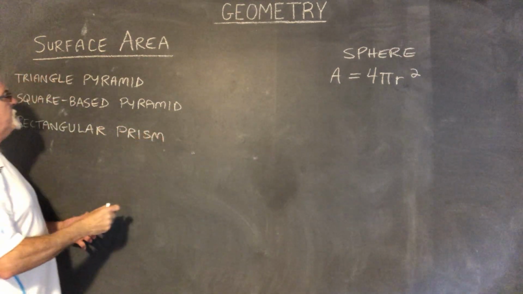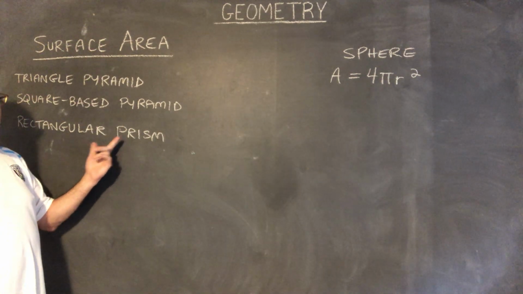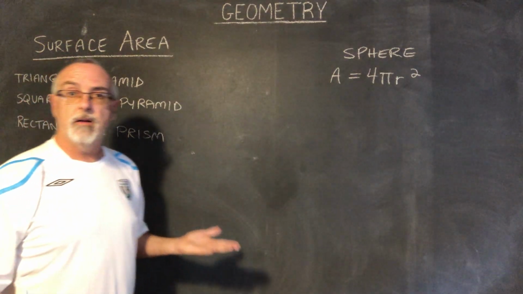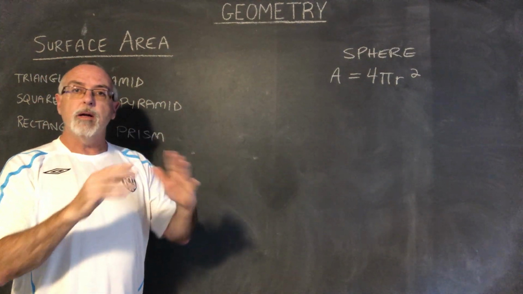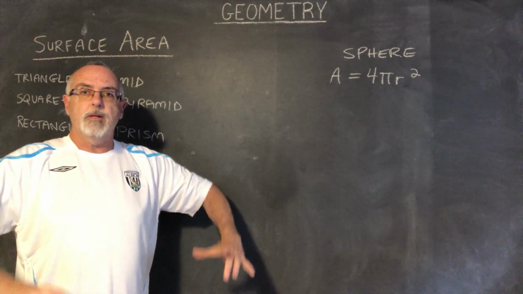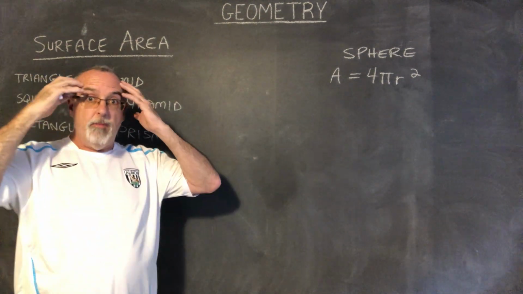So what's the difference between a rectangular prism and, say, a rectangular pyramid? The difference is that the pyramid comes up to a point, and the prism, the shape on the bottom, stays intact all the way to the top. So that's the way I like to remember what a prism is.